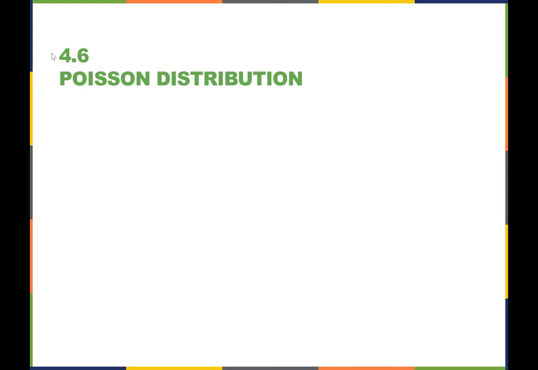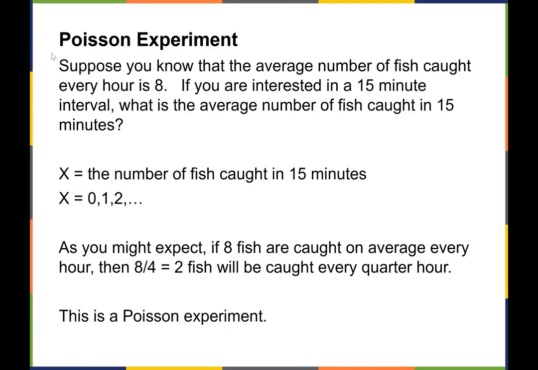Hello, class. In this video, we're going to talk about section 4.6, which is the Poisson distribution. Let's start with an example of a Poisson experiment. Suppose after collecting some data, you know on average that you catch 8 fish every hour. If you are now interested in a 15-minute interval, how can we figure out the average number of fish you would catch in that 15-minute interval?